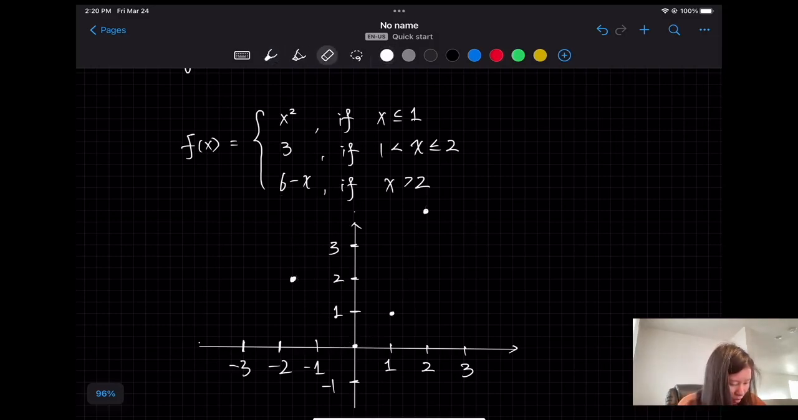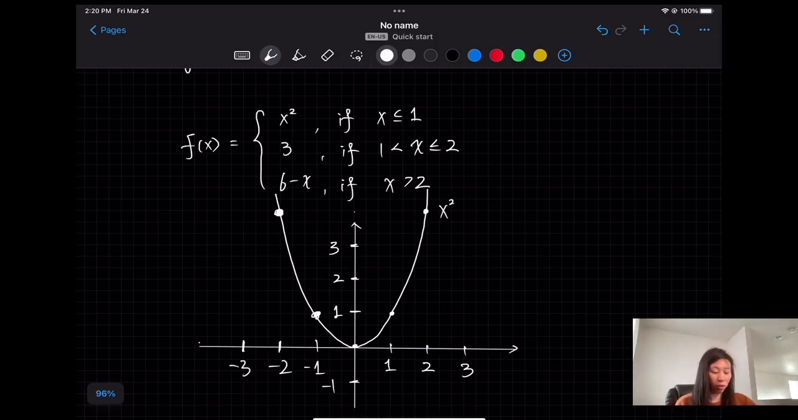Oops, this needs to move down a little bit. Oh, here. All right, so here is going to be our parabola for x squared, right? The first function, x squared.